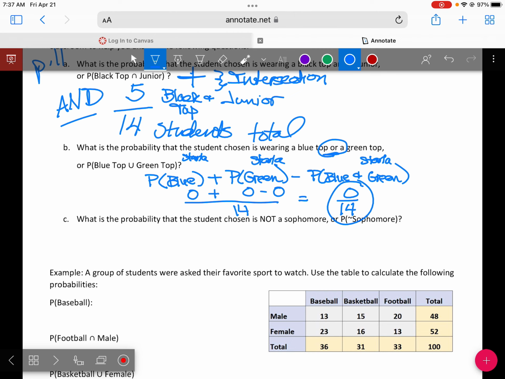Does everybody see that? Guys, eyes up here. One more time. If Starla had a green and blue top on, I would put her in the group that has a blue top. I would put her in the group that has a green top, but I don't want to count her twice, so then I would subtract that she had blue and green, which would cancel these out. That's why we do it for the word or.